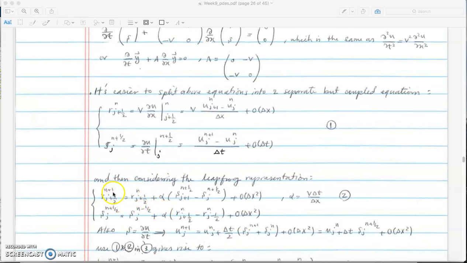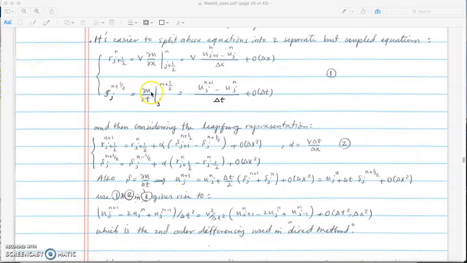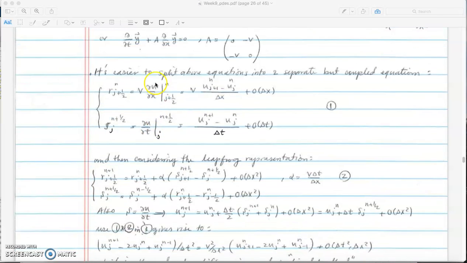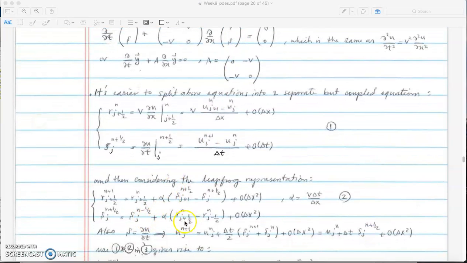Because this is a central difference, we're doing the time difference about n plus half. This is a central difference in x, so we're doing the central difference about j plus half. That's why these indices are j plus half and these indices are n plus half. We do the same thing for the s variable. By definition, if you go up here, ds dt is v dr dx, and that's what we have here. So this is dr dx, this is ds dt. Again, this is centered at n, and that's why we have n here. And these are centered at j, which we have in here.